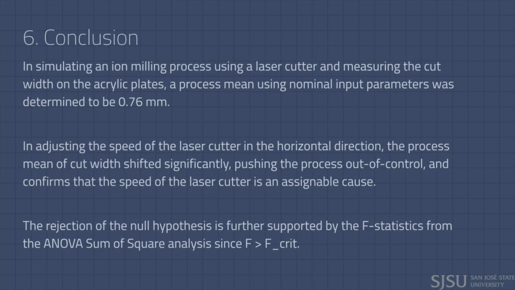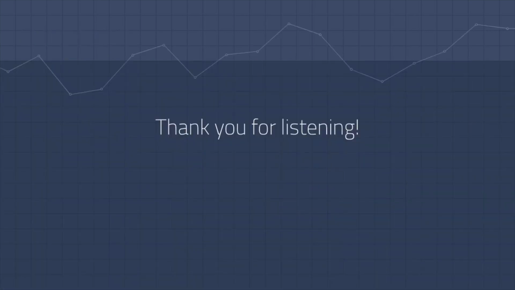The rejection of the null hypothesis is further supported by the F statistic comparison from our ANOVA sum of square analysis. This concludes our statistical process control study.